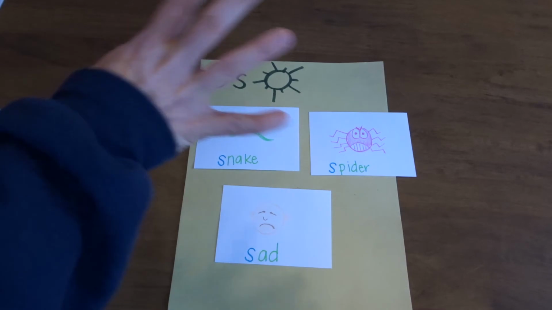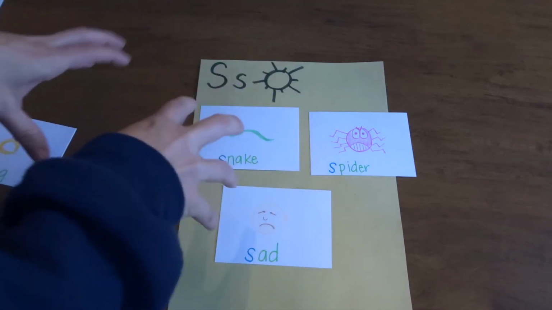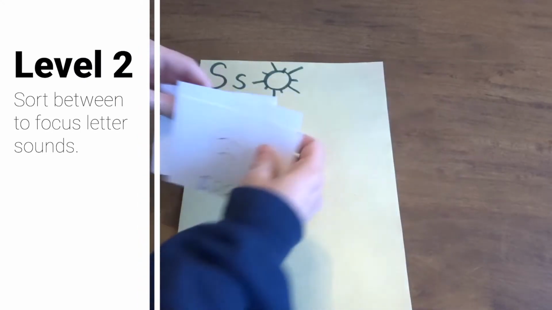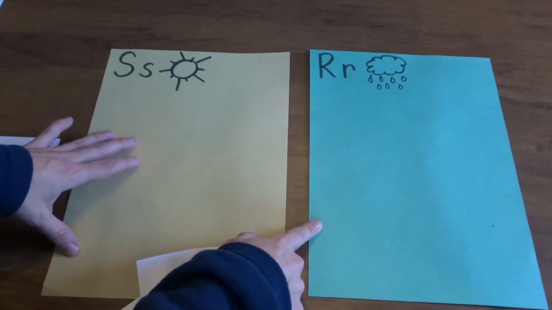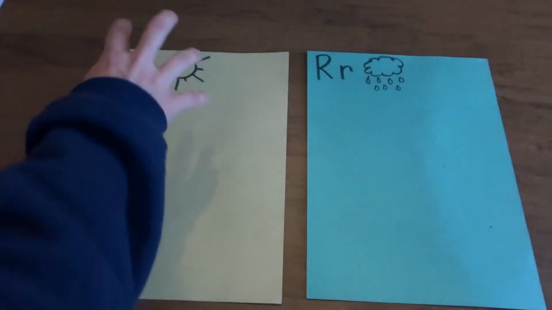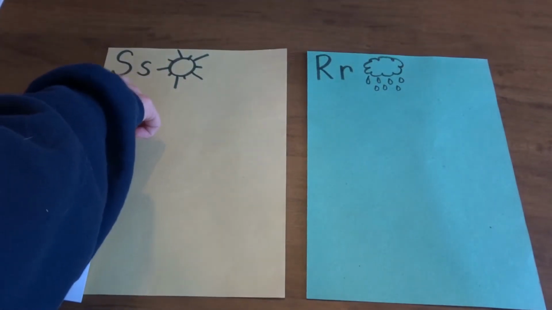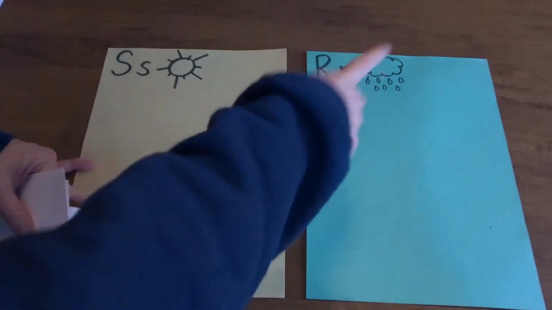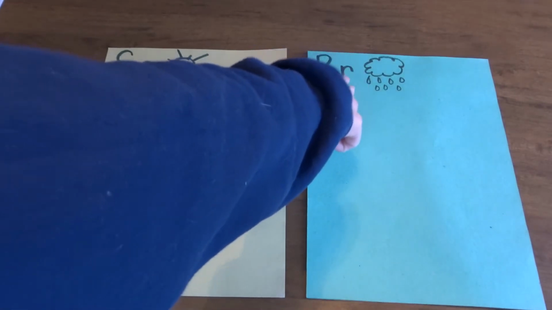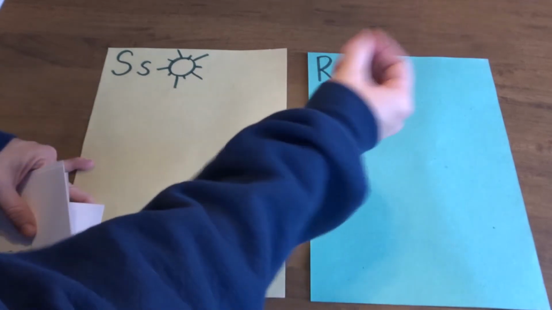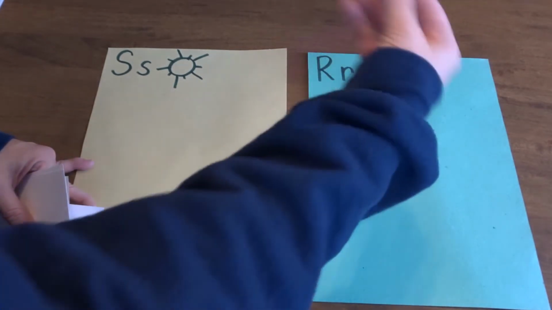All right, so that's level 1 of just sorting by targeting one letter. The next level I would go to, if they can do that easily, is having them sort the pictures onto 2 separate cards. Again, we said our target letters were S and R. So on one paper, I would write the letter S, the uppercase and the lowercase, and draw a target picture to help them remember what the sound is. Same thing for R, I wrote the uppercase R and the lowercase R, and then I drew rain, a trigger picture to help them recognize that rain begins with the R sound, rain.